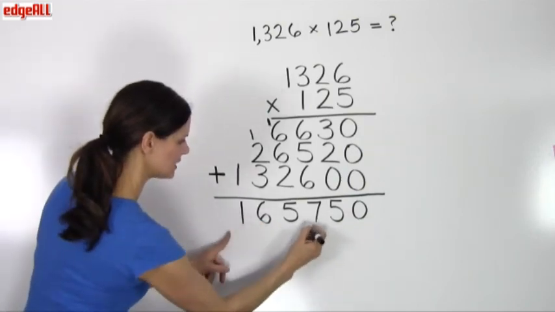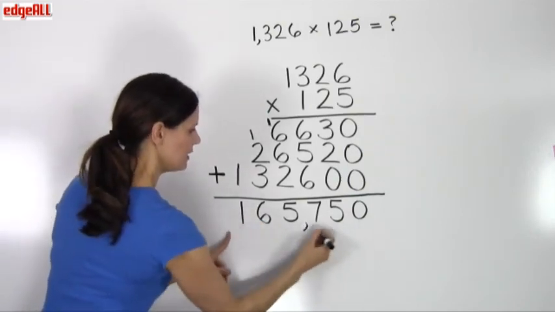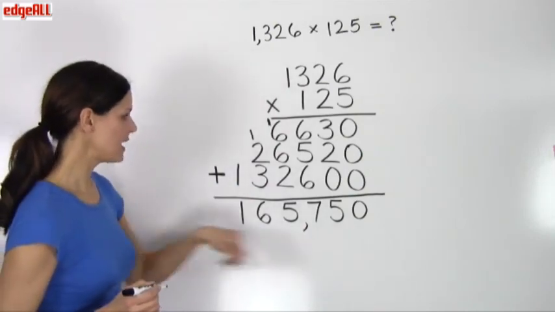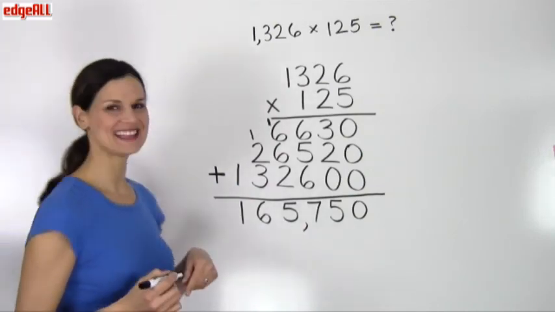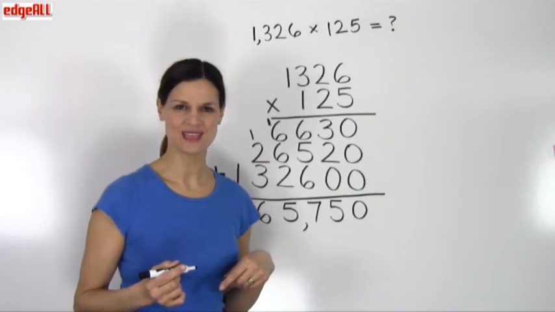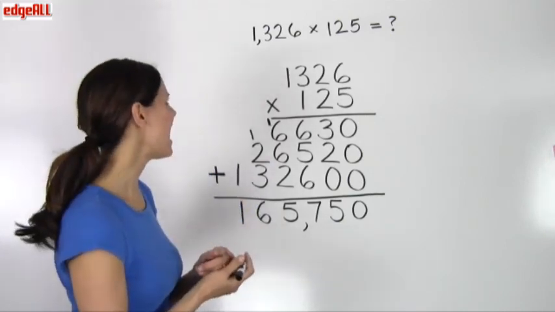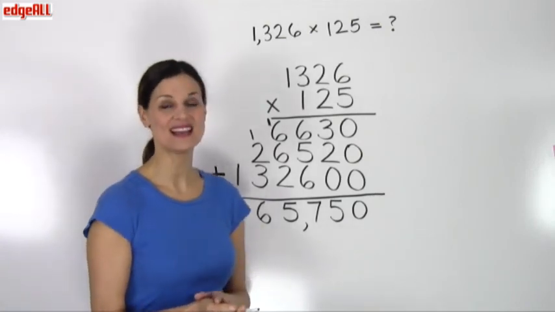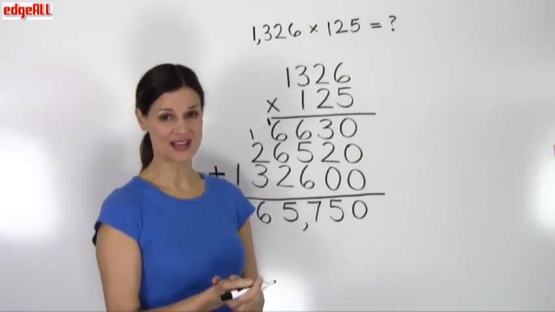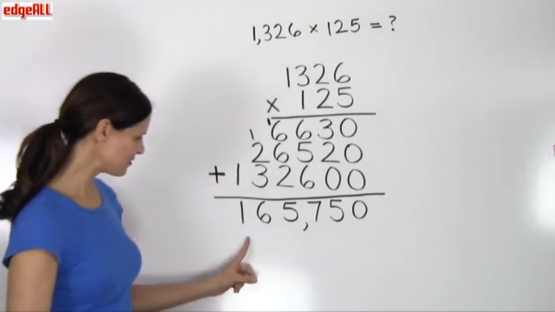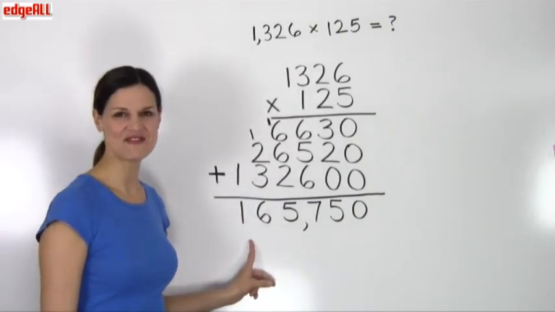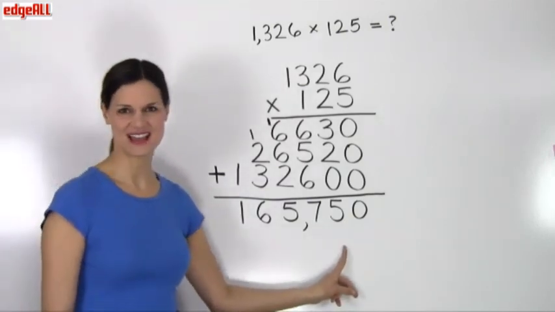So I can come over here to the three digits to the right of the comma, put my comma here, and I can see with all this work we've done with the multiplying and adding that 1,326 times 125 equals 165,750.